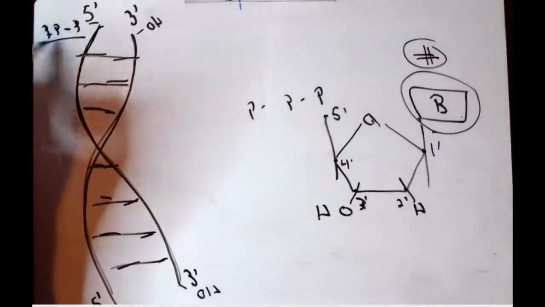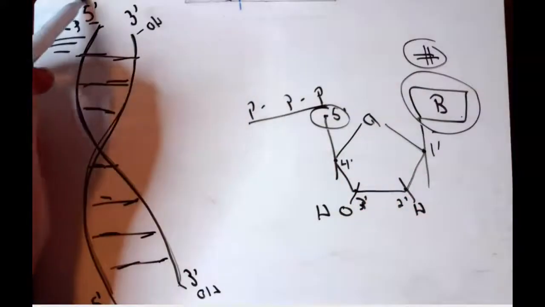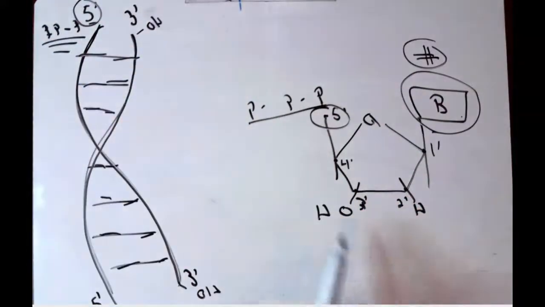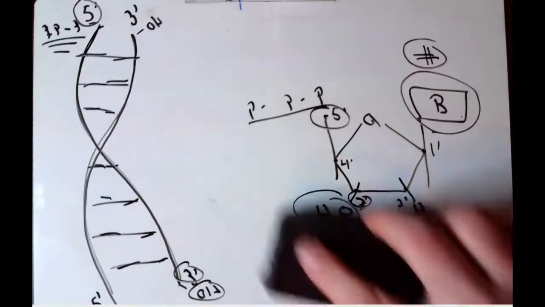Well, if we have a phosphate group at the beginning of any DNA strand, what carbon is it linked to? The phosphate group is linked to the 5' carbon, that's why we call that the 5' end. And what carbon is the hydroxyl group linked to? The hydroxyl group that ends every strand, it's linked to the 3' carbon, that's why we call that the 3' end. So a little bit of clarity there, hopefully.